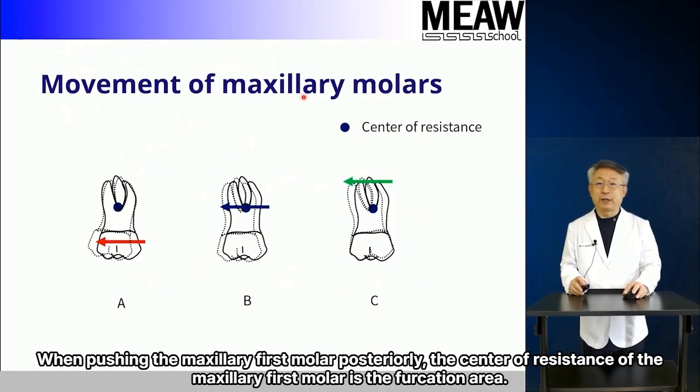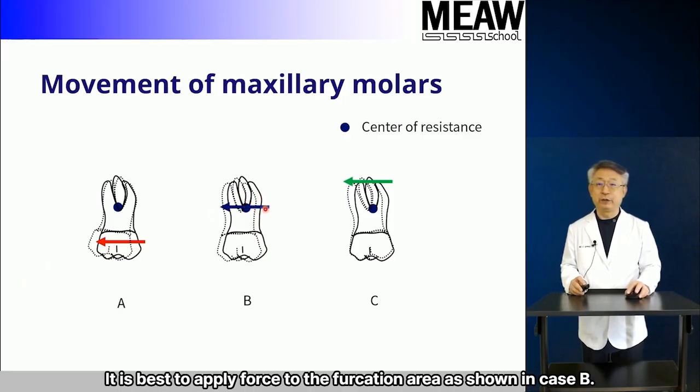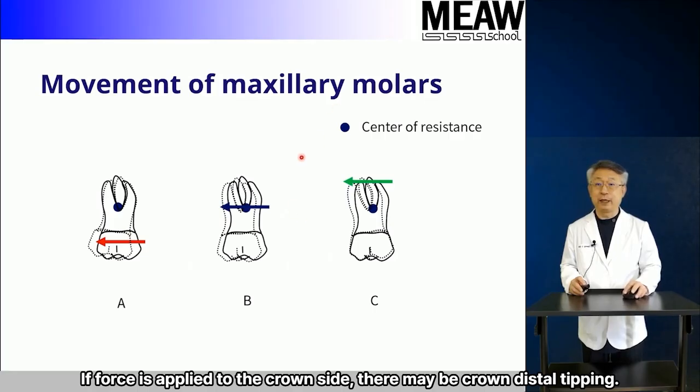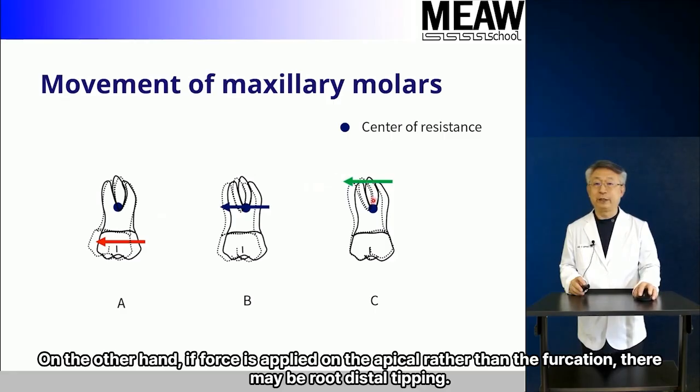When pushing the maxillary first molar posteriorly, the center of resistance of the maxillary first molar is the furcation area. It is best to apply force to the furcation area as shown in case B. This would result in a translation movement like this. If force is applied to the crown side, there may be crown distal tipping. On the other hand, if force is applied on the apical rather than the furcation, there may be root distal tipping.